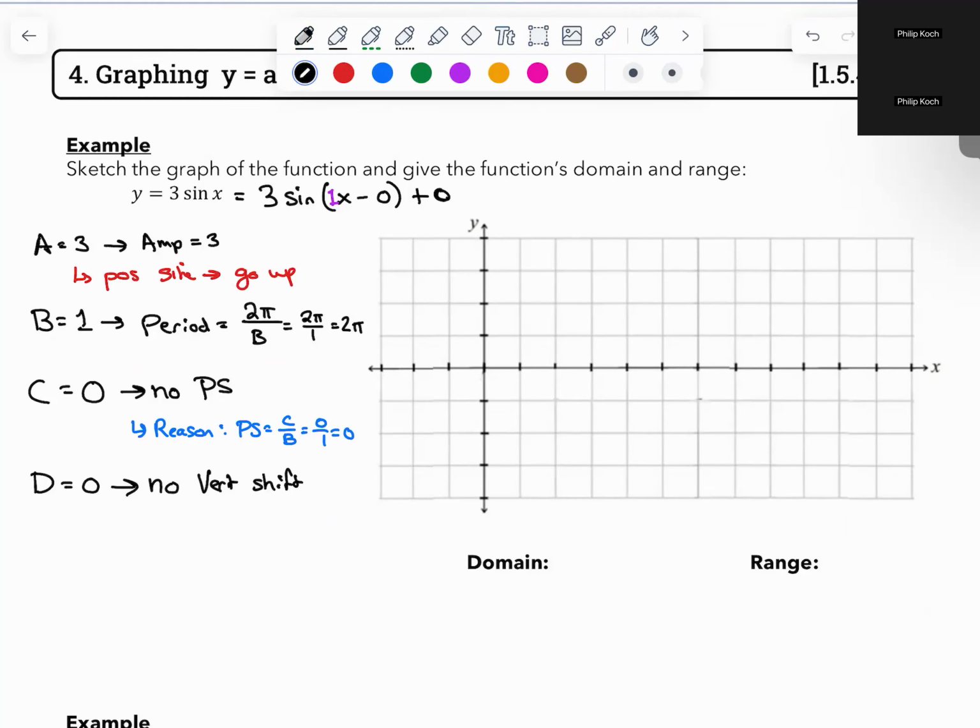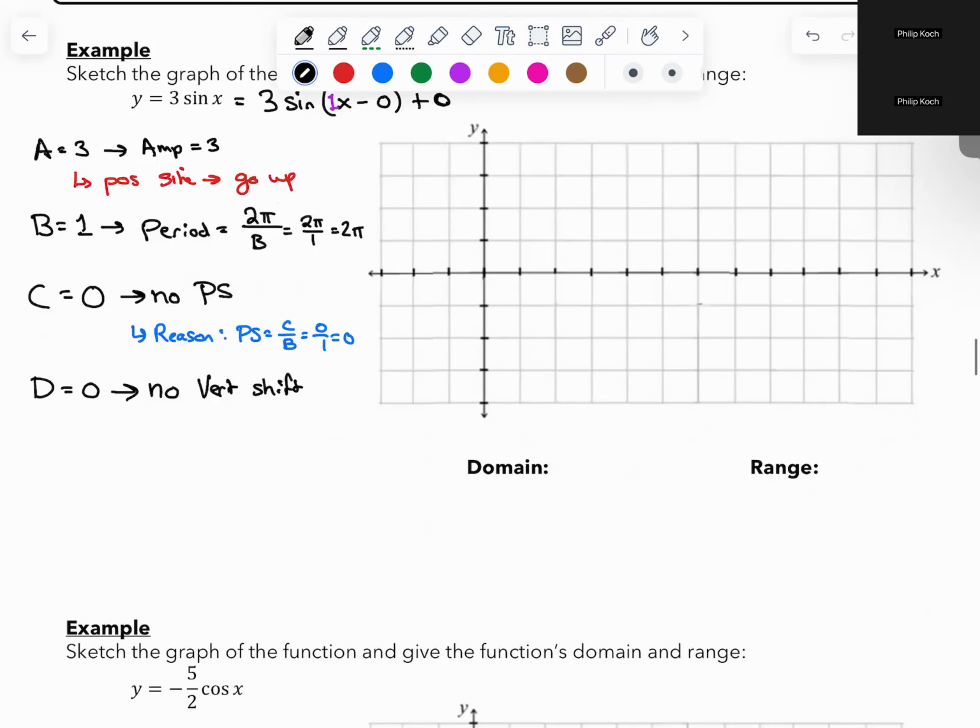Good so far? Any questions? We've identified all the pieces. On an exam, if you identify A, B, C, and D, that's worth some partial credit, even if you can't figure out the graph. So the key points, or maybe I'll call them stepping stones.